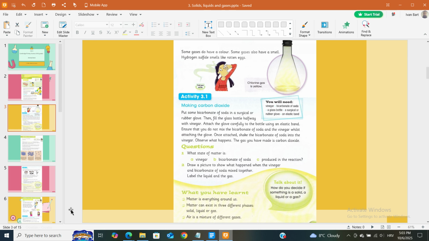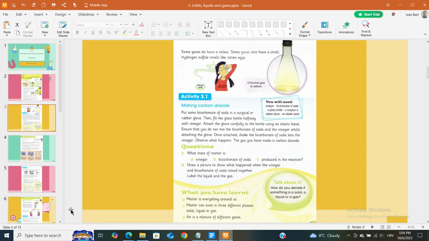Activity 3.1. Making carbon dioxide. You will need vinegar, bicarbonate of soda, a glass bottle, a surgical or rubber glove, and an elastic band. Put some bicarbonate of soda in the surgical or rubber glove. Then, fill the glass bottle halfway with vinegar.